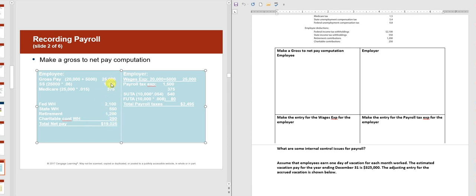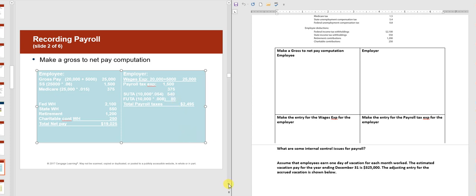So you write a check to the Social Security Administration, to Medicare, to federal and state withholding, to retirement, and to charitable, wherever they wanted their charitable contribution to go. And so you write the check to the employee for 19,025. In this one, you just debit payroll tax expense for the total, and you credit who's going to get them. So you'll have Social Security payable, Medicare payable, state unemployment payable, and FUTA payable.